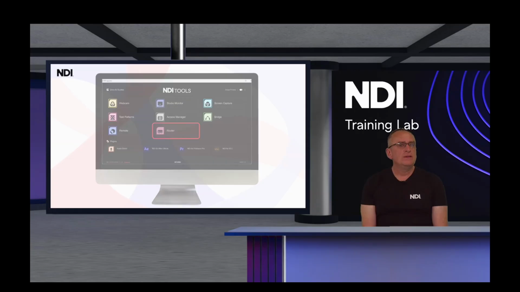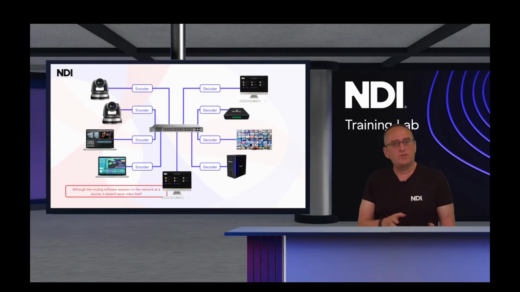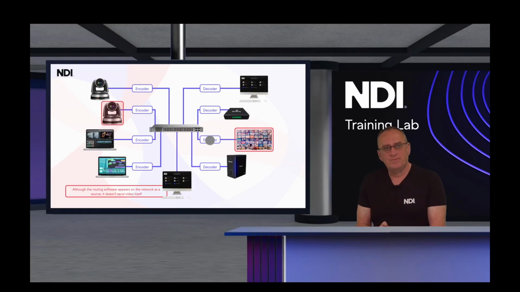So how does it work? Well, although the routing software appears on the network as a source, it doesn't send video itself. The video stream still flows directly from the original NDI transmitter to the final receiver. What the router does is simulate an NDI source, and when you switch inputs, it tells all connected receivers to start pulling video from a different real source.